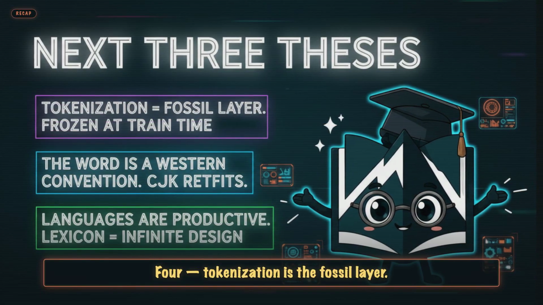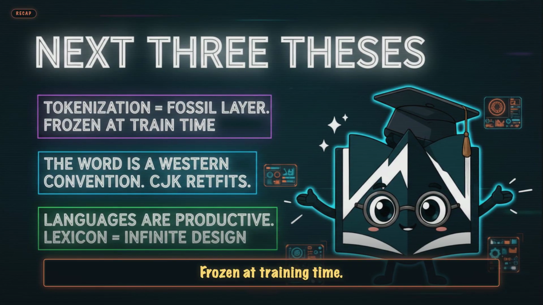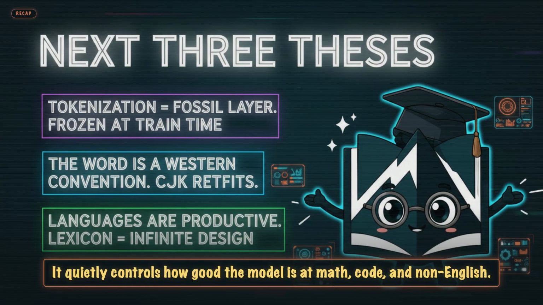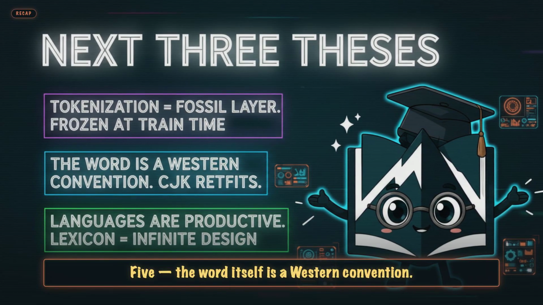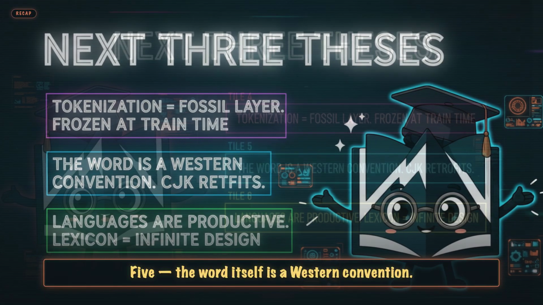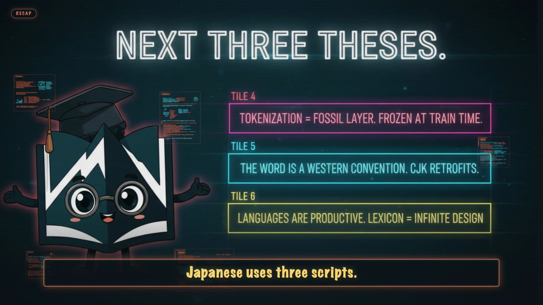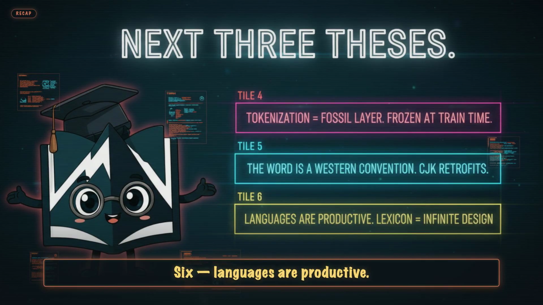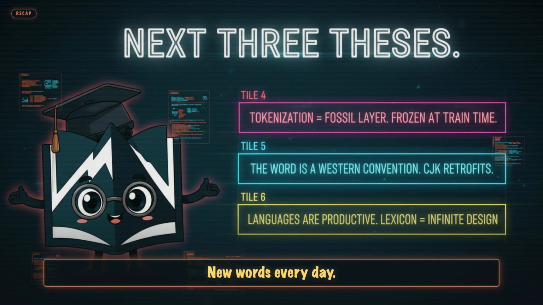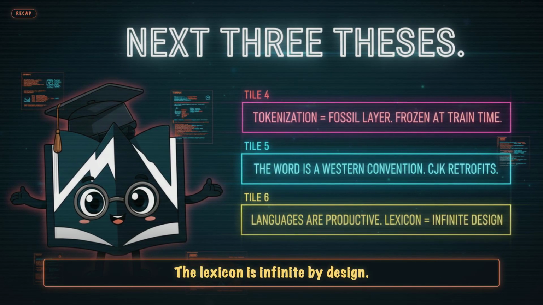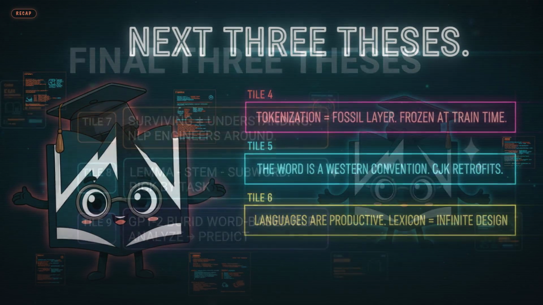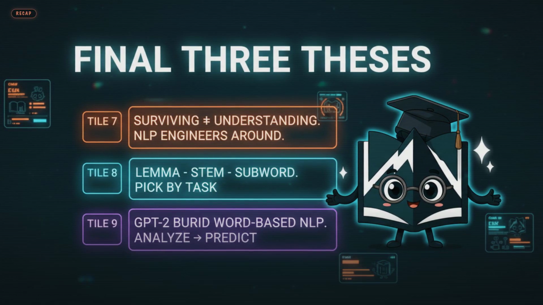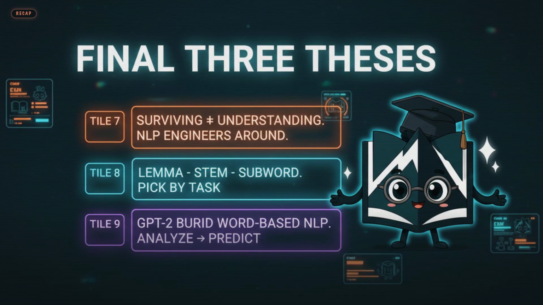4. Tokenization is the fossil layer. Frozen at training time, it quietly controls how good the model is at math, code, and non-English. 5. The word itself is a Western convention. Chinese doesn't mark it. Japanese uses 3 scripts. NLP retrofits every non-English case. 6. Languages are productive. New words every day. The lexicon is infinite by design. 7. Modern NLP engineers around problems it never solved. Surviving is not understanding.